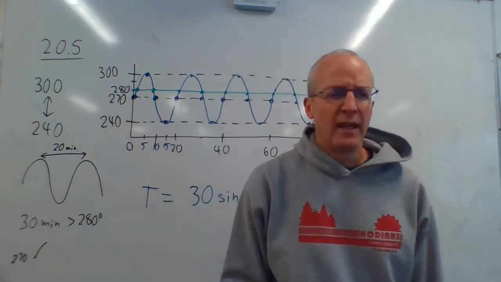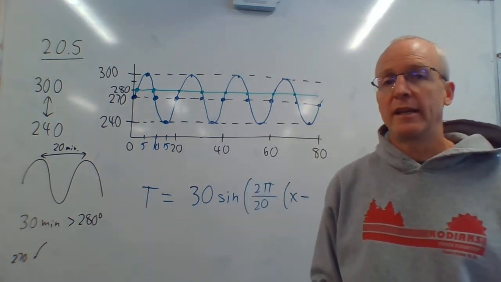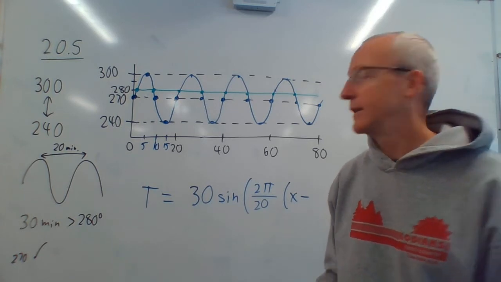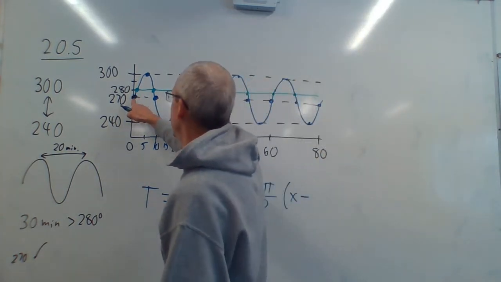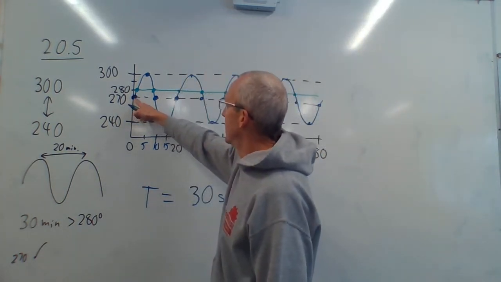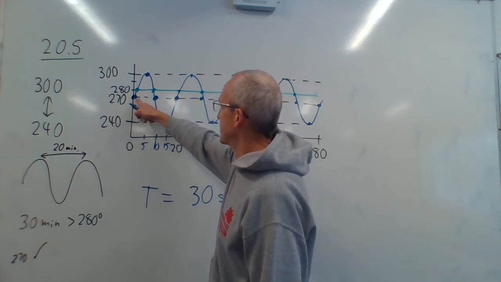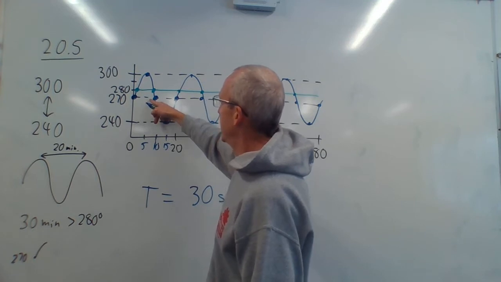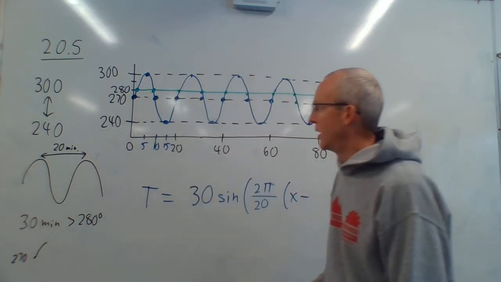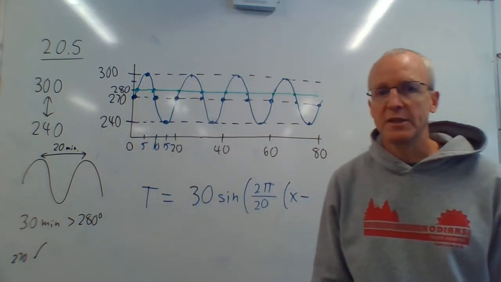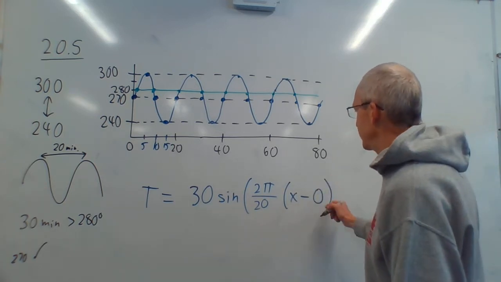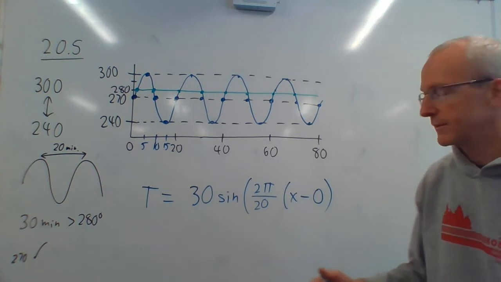I wish they'd said, okay, let's pretend they started, he put it in 10 minutes after his timer started, then our phase would be 10, and it would start over here going up, right? And then our phase would be 10. But that's always where it starts going up. And here we just know it starts going up at 0, so x minus 0. So I don't need to put that, but I'm going to just for the sake of it.